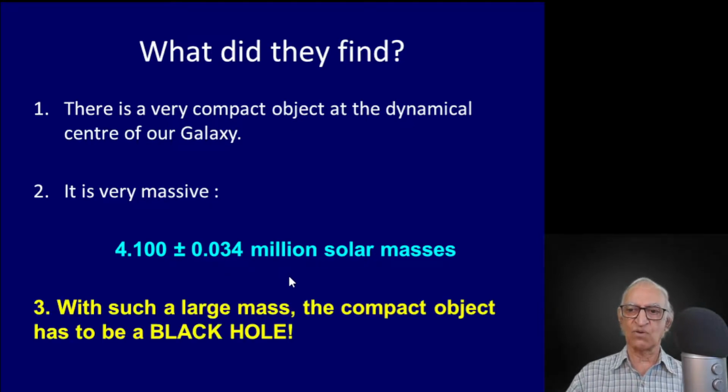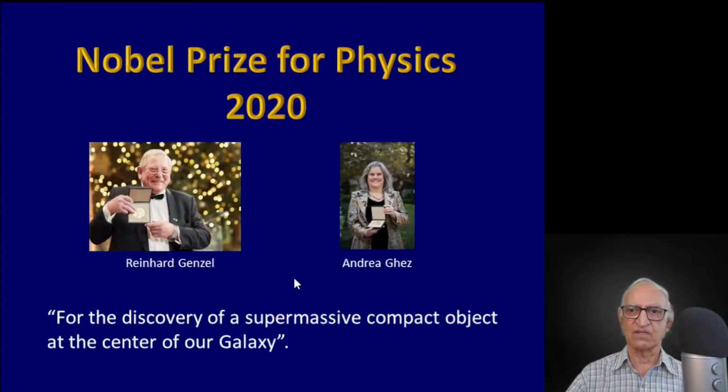With such a large mass, the compact object had to be a black hole. And for this, Reinhard Genzel and Andrea Ghez were awarded the Nobel Prize for Physics in 2020, which they shared with Roger Penrose. And the citation for their Nobel Prize read as follows: for the discovery of a supermassive compact object at the center of our galaxy.